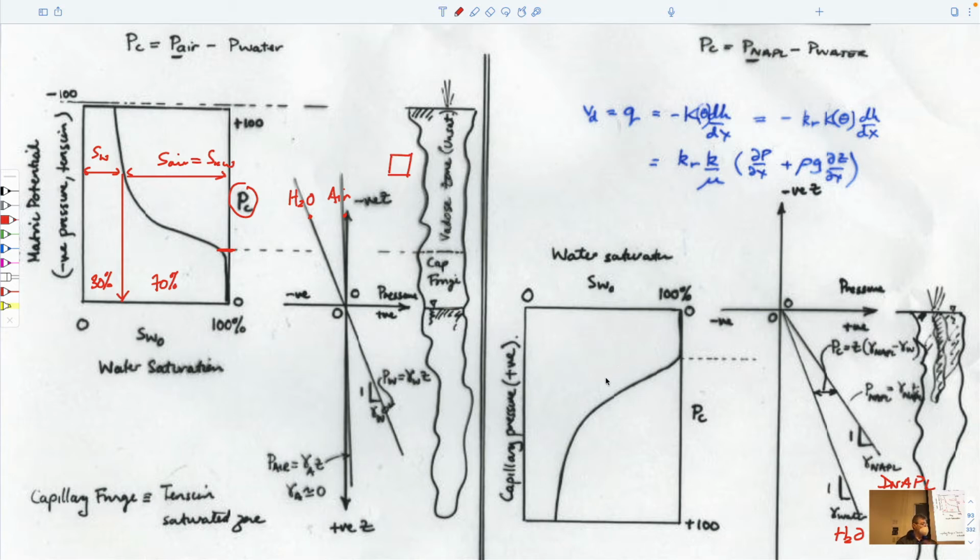If we look at the converse of that, so this is an air-water system. If we look at the converse of that, which is a DNAPL water system, then the same thing applies. If we go down to this depth here, the capillary pressure is given by this separation here. If we go to this point here, then the capillary pressure is given by this amount here. Clearly they're growing linearly as you go in depth, and they would scale.